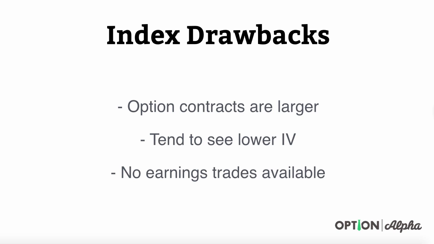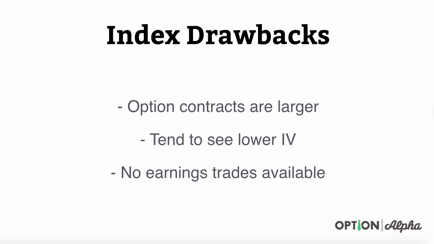They're not making dramatic moves up and down every single day. We're not seeing 5 or 10% moves every other day. So they tend to have overall lower implied volatility, which just makes them a little bit harder to trade with regard to getting an edge in the market. And they don't have the ability to trade earnings on.